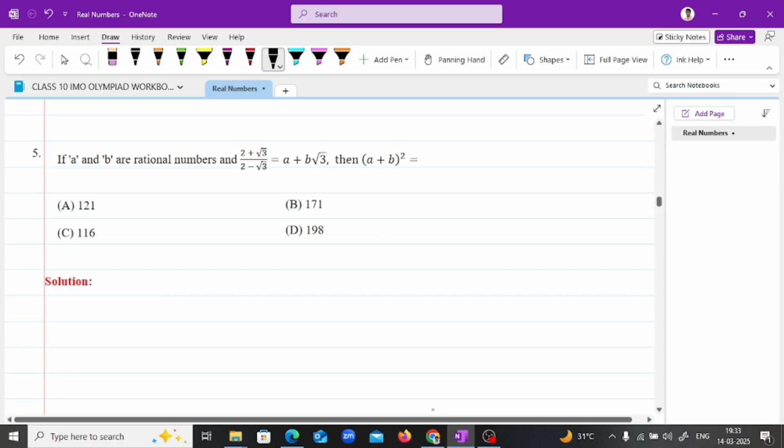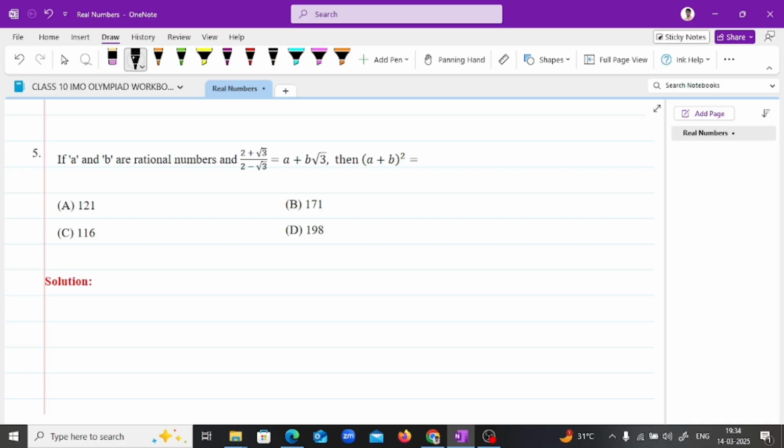Now question number 5 is based on rationalization. Question number 5: if a and b are rational numbers and 2 plus root 3 divided by 2 minus root 3 is equal to a plus b root 3, then (a plus b) whole square is equal to: option A 121, B 171, option C 116 and option D 198.